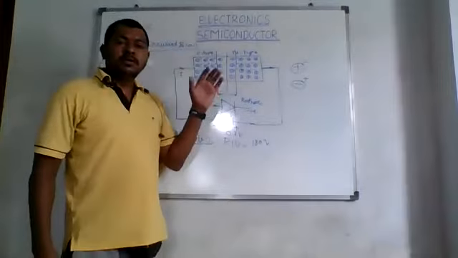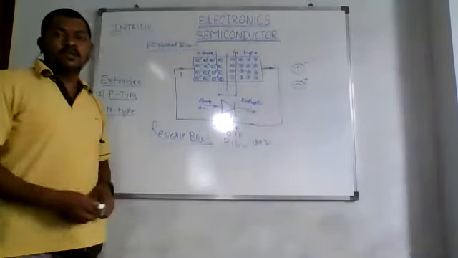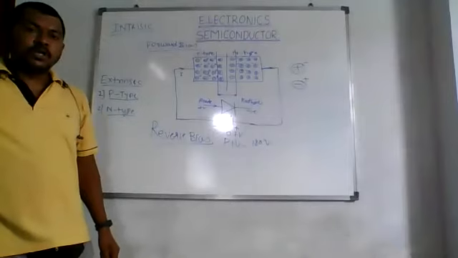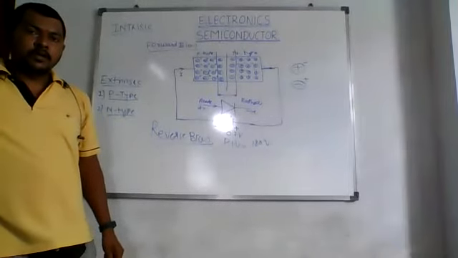So this is how the diode works in forward bias as well as in reverse bias. If you have any questions, you can ask on that. Okay.